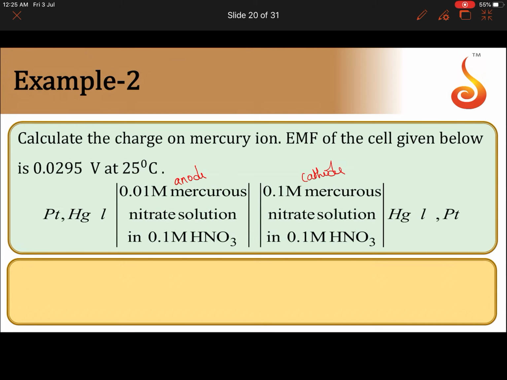The next equation here, E cell is equal to E0 cell minus 0.0591 by N log anode concentration by cathode concentration.